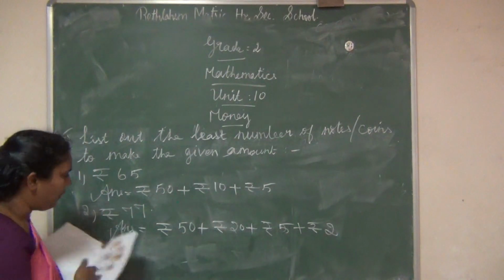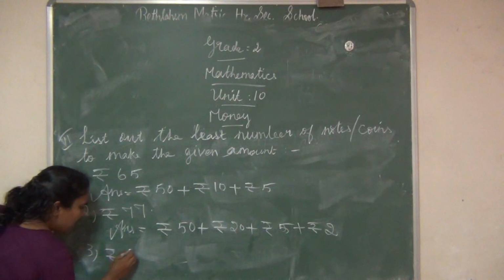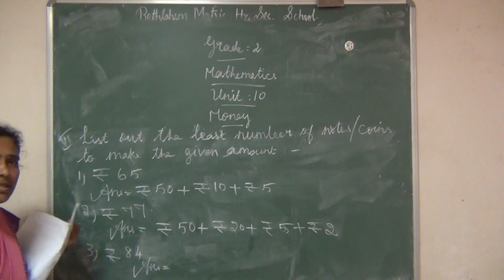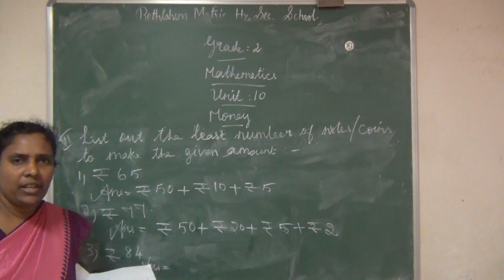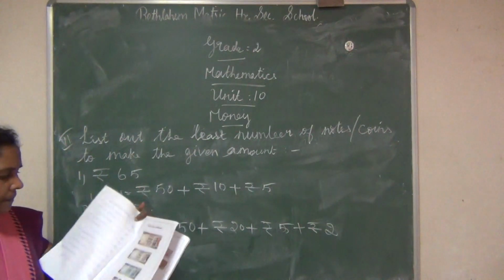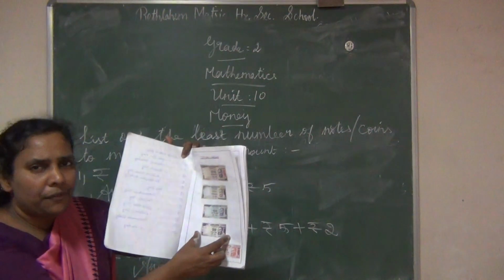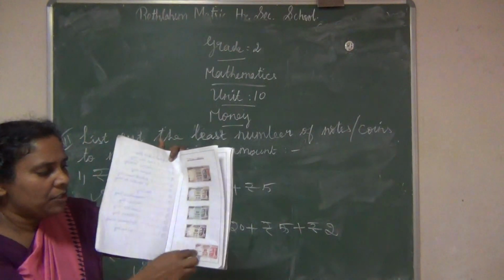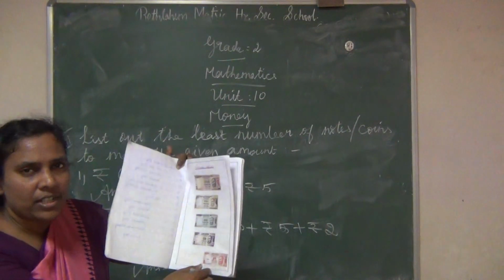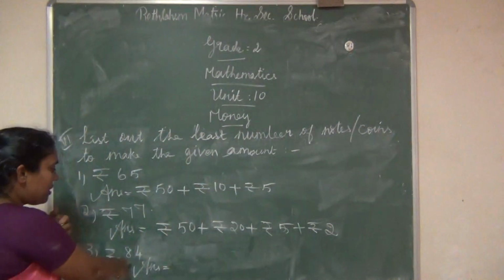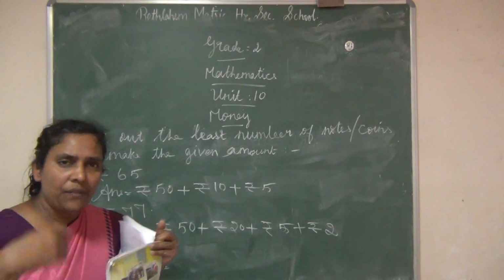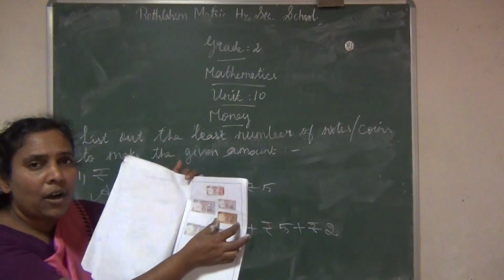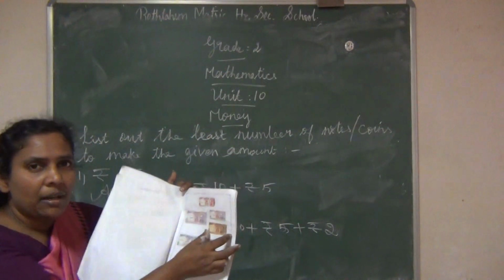Listen to the third question. Rupees 84. To get the answer 84, what are the rupee notes we need? Check it once. First we need rupees 50. Next we need rupees 20. If you add 50 and 20, we will get 70. But we need the answer 84. So with 70, again we should add 10 rupees. If you add 10, we will get 80.